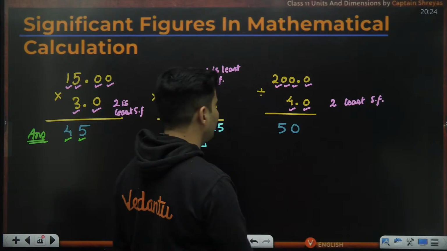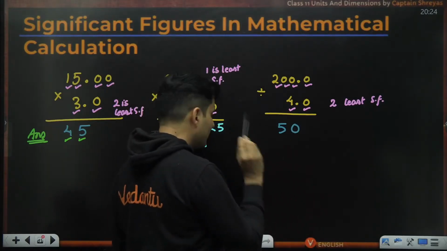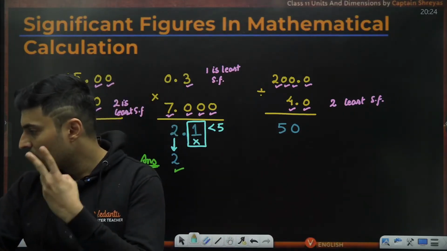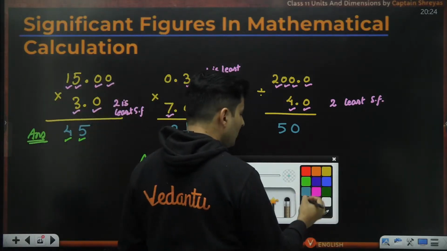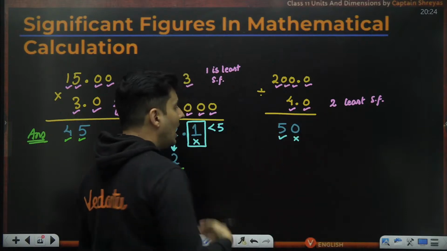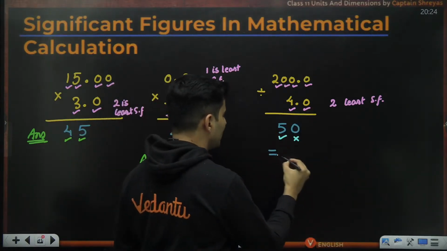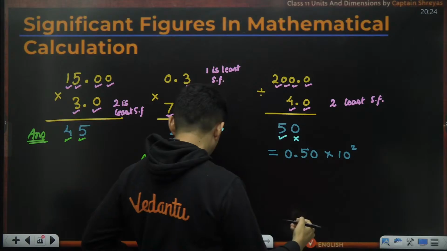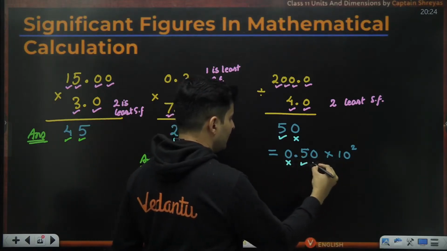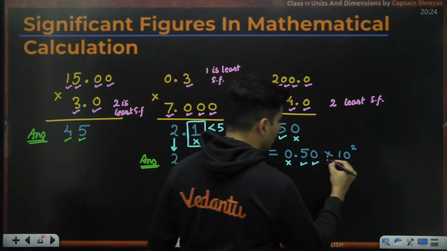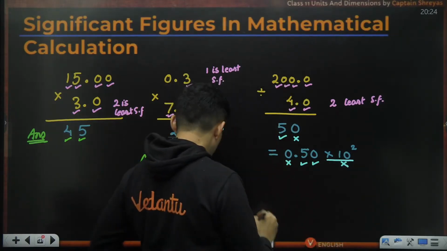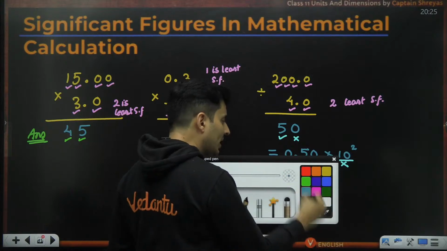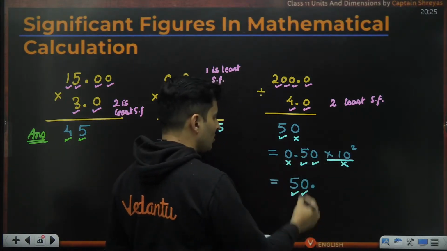Going to the last one, it should have 2 significant figures. But remember, 0 is not significant. So how do I write it in terms of 2 significant digits? Please understand right now, 5 is significant, 0 is not significant. How do I convert it into 2 significant figures? One option is I can write it as 0.50 into 10 to the power 2. So what happens then? This is not significant, this and this are significant, this is also not significant. So now it has 2 significant figures. Or the other option is I write it like this, 50 with a point, don't put any zeros. When you put a decimal, automatically this and this become important. So both options are correct.